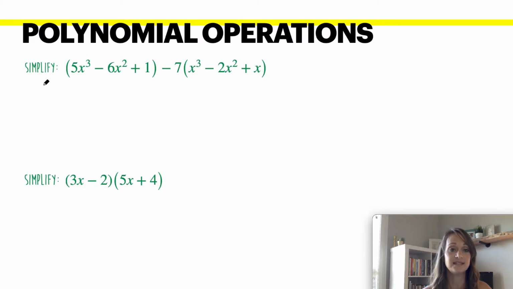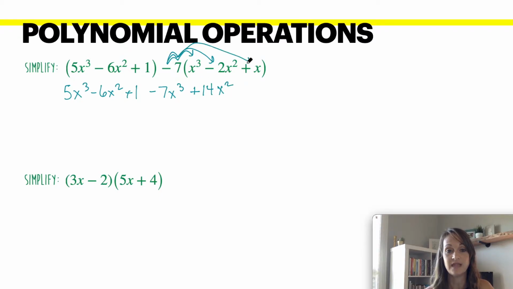So in this case, to simplify, we are first going to need to multiply or distribute this -7 to each of the terms. So in the front, we would have 5x cubed minus 6x squared plus 1, and then -7 times x cubed would be -7x cubed. -7 times a -2 turns to a positive 14x squared, and then -7 times x would be a -7x.